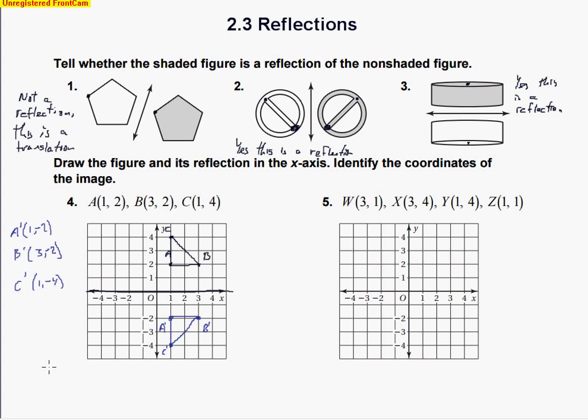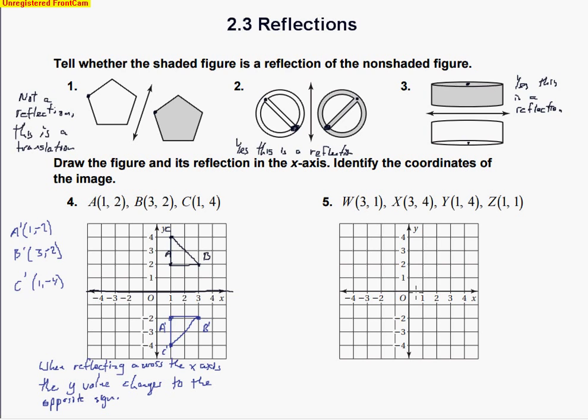So let's state that. So when reflecting across the x-axis, the y value changes to the opposite sign. So it's only the y value that changes to the opposite sign. The x value stays the same. So we'll see the same thing with this one.